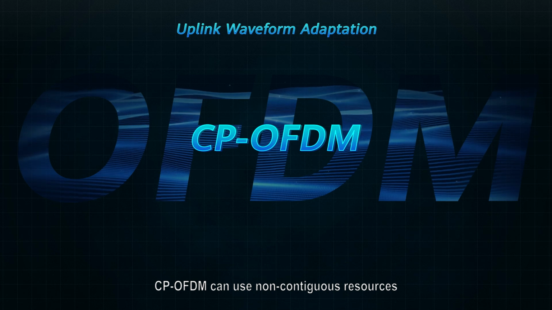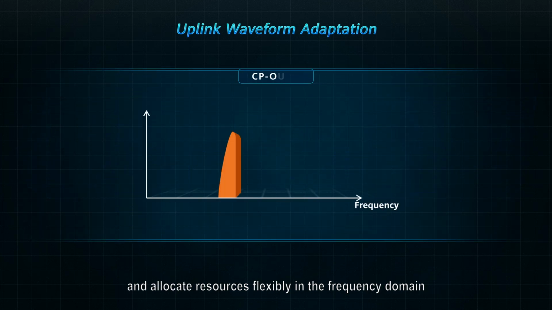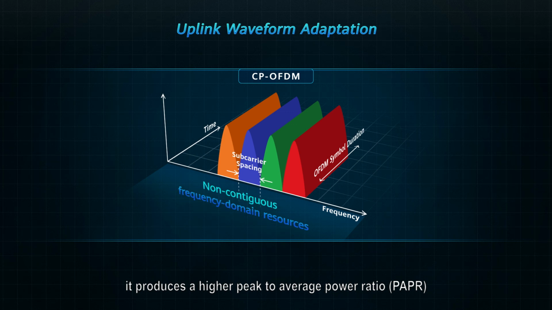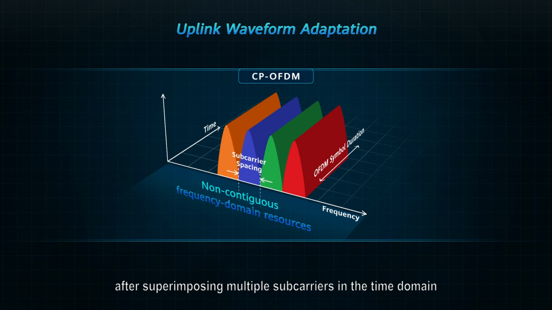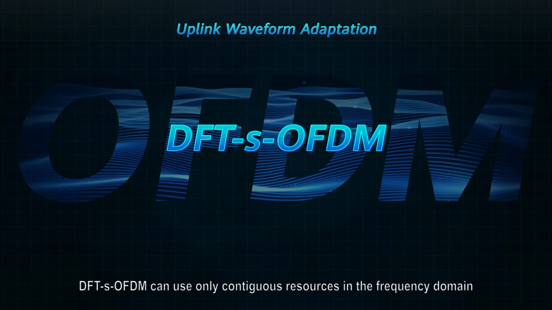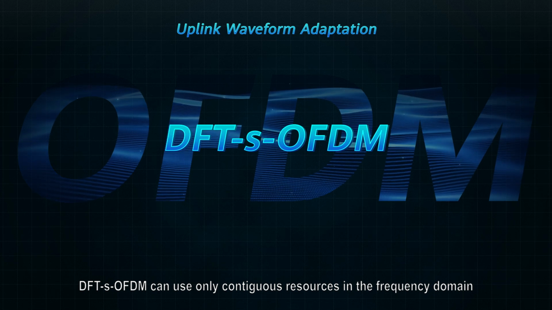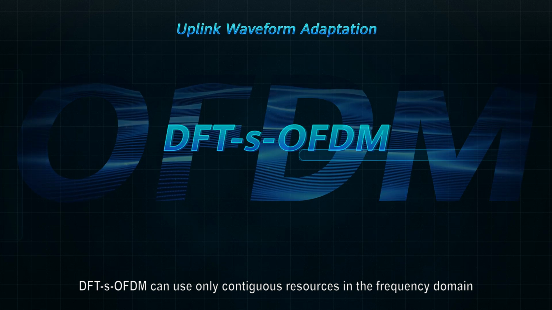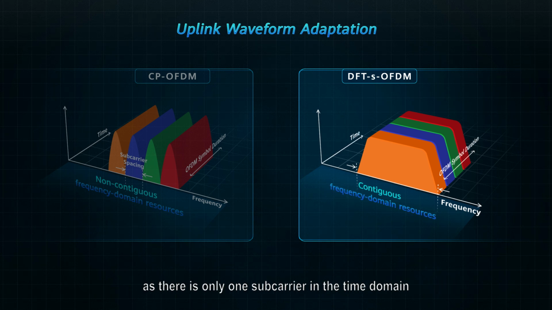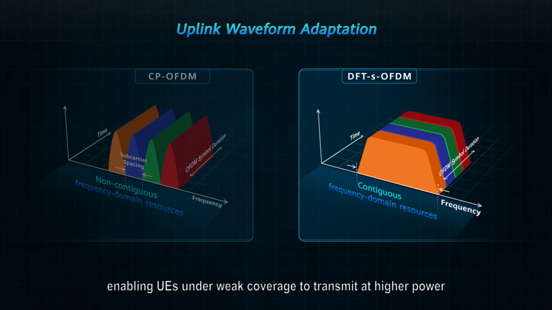CP-OFDM can use non-contiguous resources and allocate resources flexibly in the frequency domain. However, it produces a higher peak-to-average power ratio, PAPR, after superimposing multiple subcarriers in the time domain, limiting the transmit power of UEs. DFT-S-OFDM can use only contiguous resources in the frequency domain. However, it produces a lower PAPR and a lower maximum power reduction, MPR, as there is only one subcarrier in the time domain, enabling UEs under weak coverage to transmit at higher power.